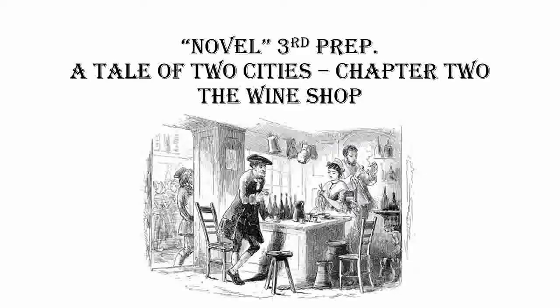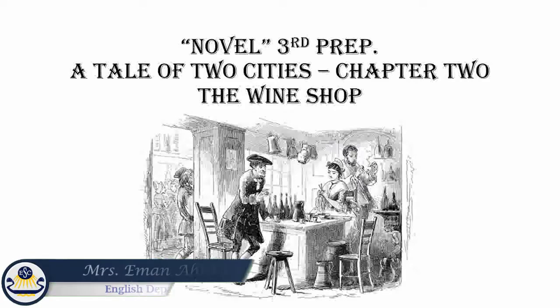I'm going to start explaining chapter 2. As you see, it's called The Wine Shop. And you know that the events of the novel take place in two cities, in London, England, and Paris, France. The wine shop is owned by Monsieur Duvarge.